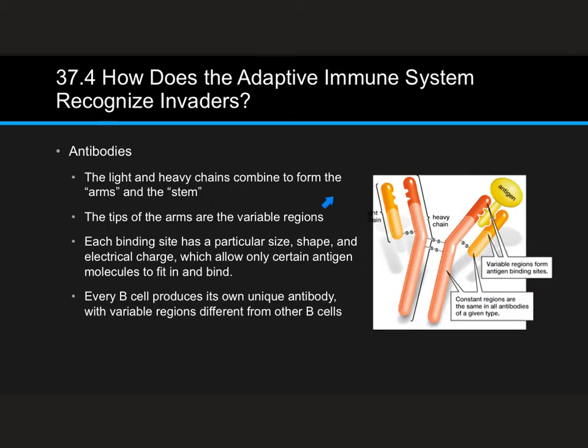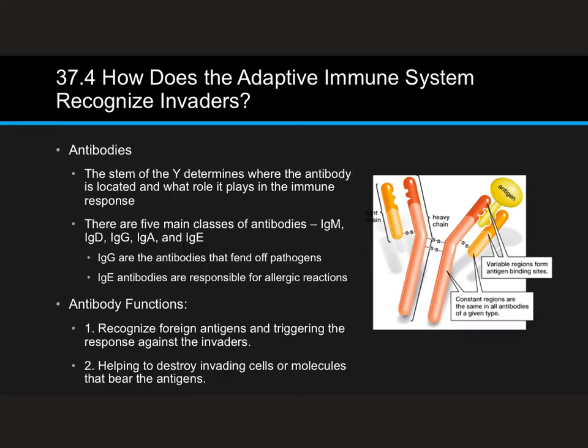So as we were saying a second ago, the heavy and light chains combine to form the arms and the stem. The tips of the arms are the variable regions, right there, right there. Okay, each binding site has a particular size, shape, and electrical charge, which allows only certain antigen molecules to fit in and bind. So it's going to look for a very specific antigen. Every B cell produces its own unique antibodies with variable regions different from other B cells. So they're going to target very, very specific antigens. Each one makes their own special type of antibody.